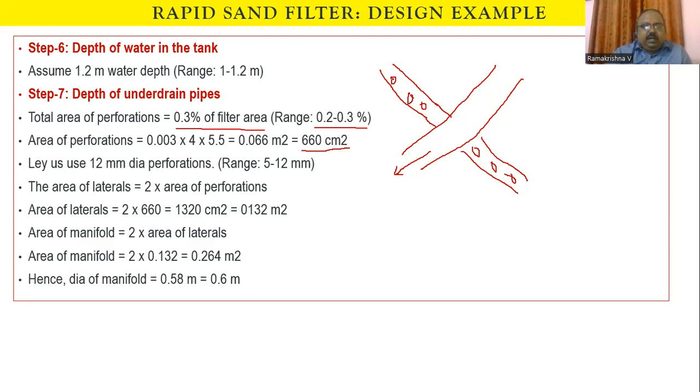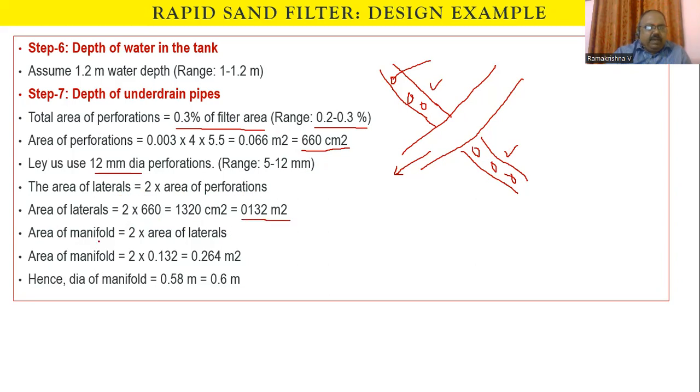So this diameter we can assume in the range of 5 to 12 mm size as far as the design calculations are concerned. So let us keep 12 mm diameter perforations. Then how many perforations we have to keep? That's what we have to calculate now. The area of the laterals will be equal to 2 into area of perforation, because this side and this side both we have to use. 2 into 660 is equal to 1320 centimeters square, which is equal to 0.132 meters square.